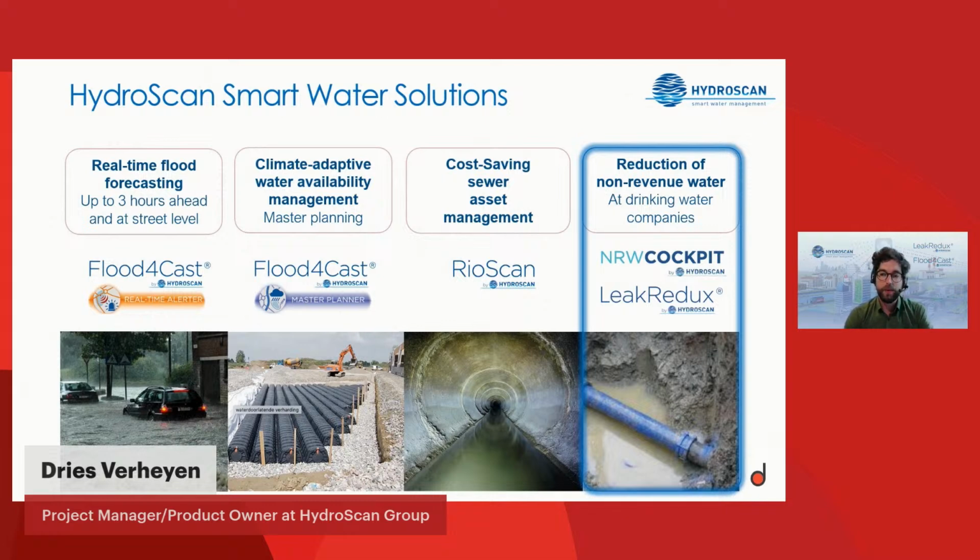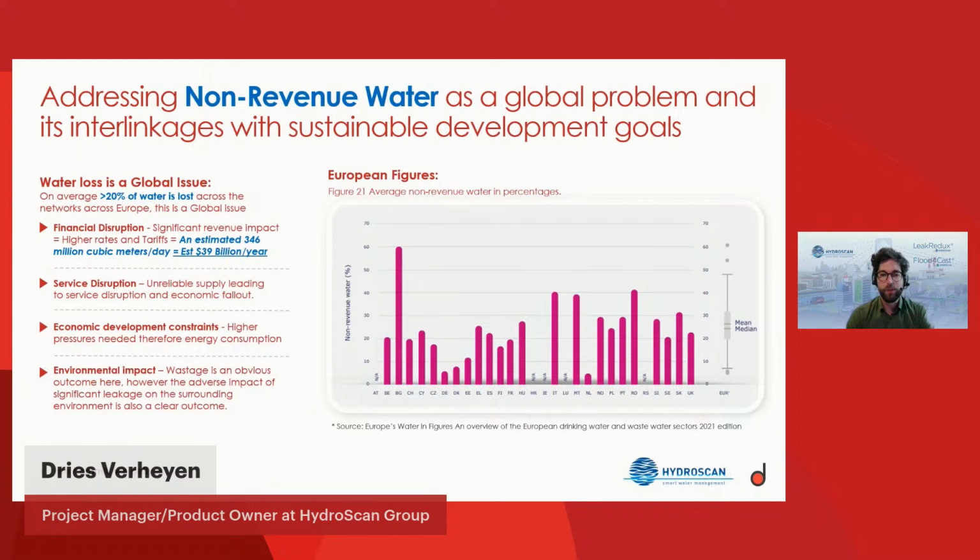And is this a problem? Yes, this is a really global problem. A lot of water is lost from production to the client. In the graph, you see the average in Europe is about 20% of the water that is produced that is lost before it even reaches the client. Globally, we lose almost 350 million cubic meters of water per day. So it's a really huge problem.